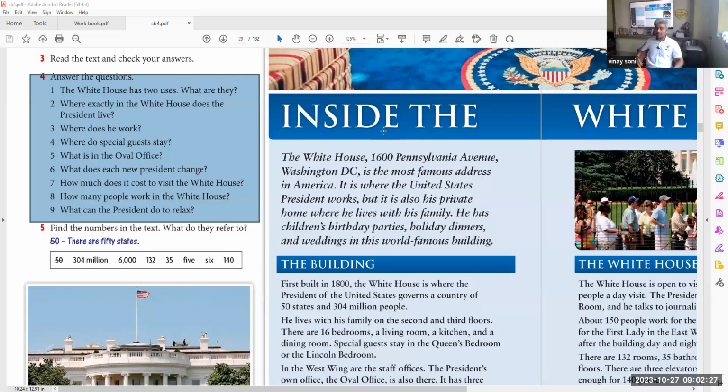Private home where he lives with his family.